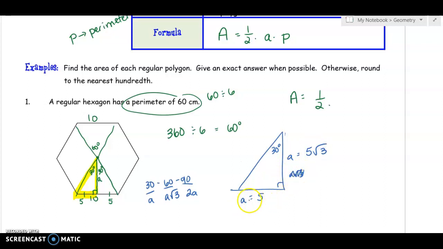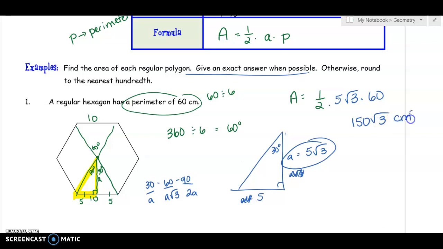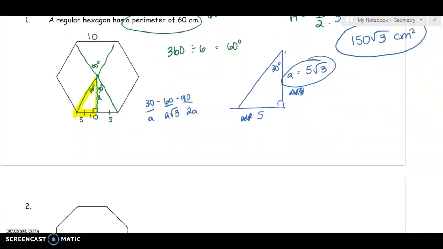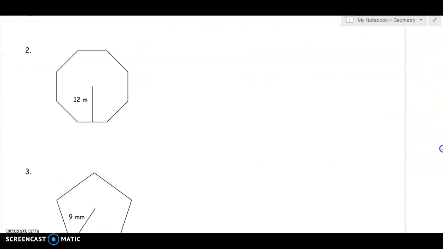So we know what our apothem is, and we know what our perimeter is, and now we can plug it in. Area is 1/2 times the apothem, 5 root 3, times the perimeter, 60. You'll notice the directions say give an exact answer when possible, so we're not going to multiply the root 3 on our calculator. Just multiply 1/2 times 5 times 60, which is 150 root 3. And then the units will be square centimeters.